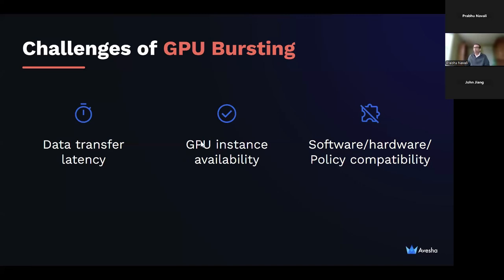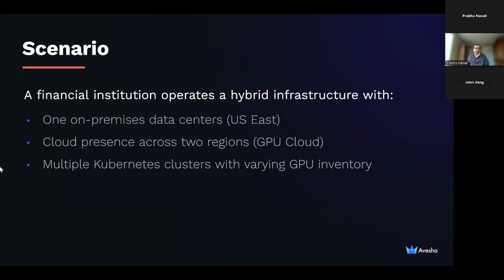So let's check a scenario and see how EGS solves the bursting use case. Let me walk through a real-world scenario using EGS. Imagine a financial institution with one on-prem data center and one or more cloud presences, on GPU cloud regions. It could be a neo cloud provider or a public cloud provider running multiple clusters. So one on-prem, one in region A, and one in region B. How does EGS handle the whole bursting across these multiple clusters?